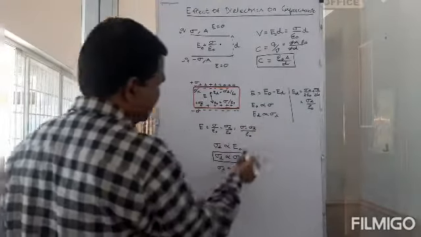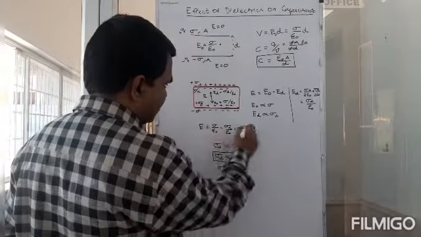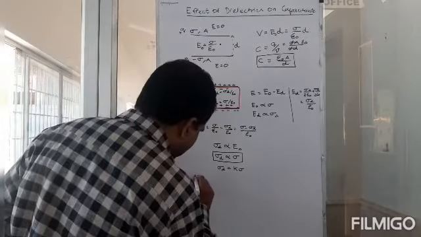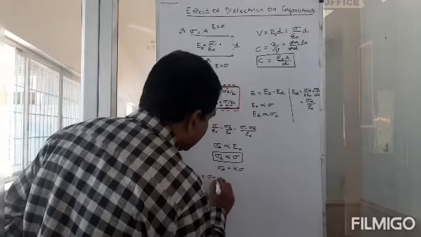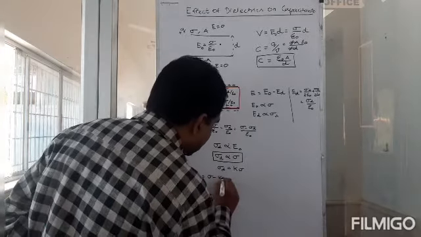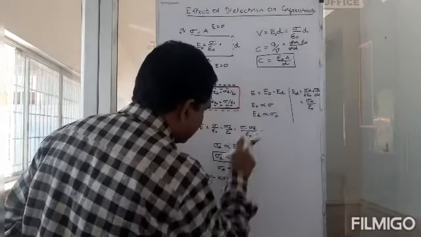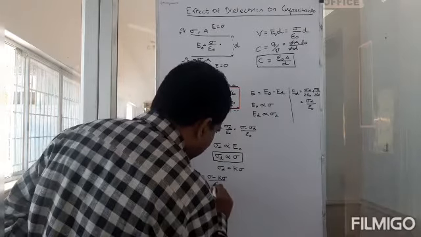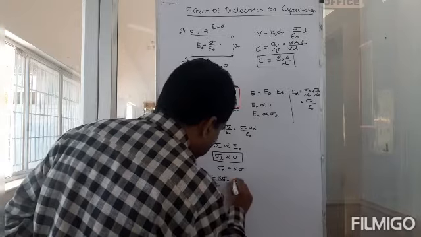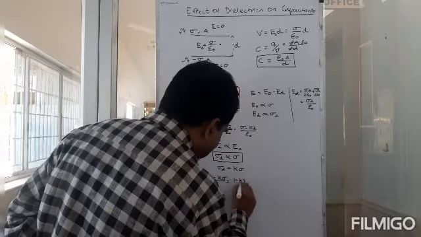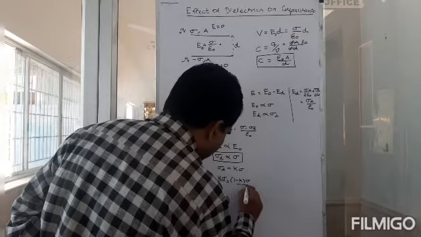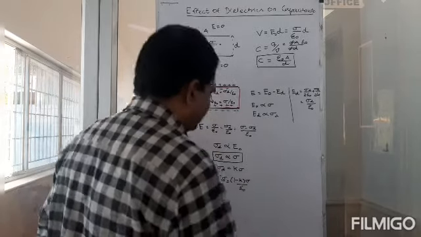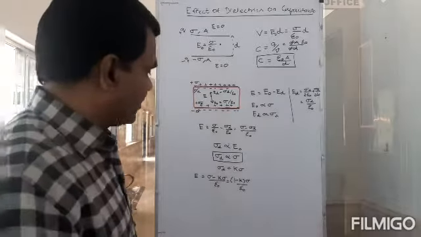Once I get this, what happens to this equation? E is now equal to sigma minus k sigma instead of sigma D, divided by epsilon naught. So I can write it as 1 minus k into sigma by epsilon naught.